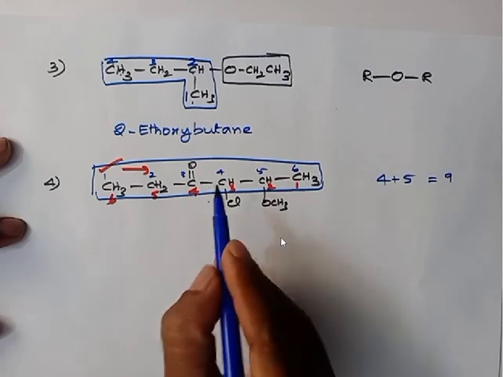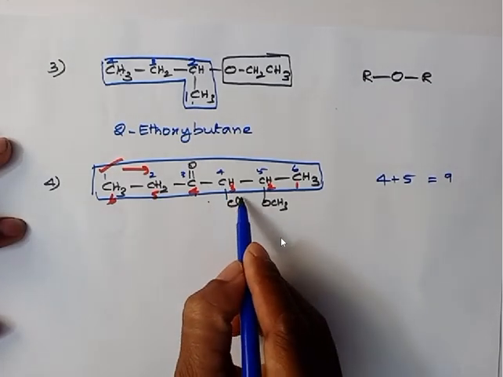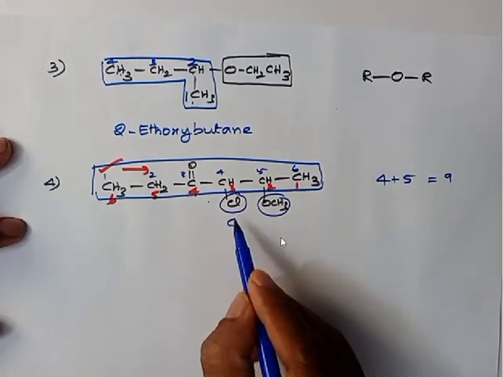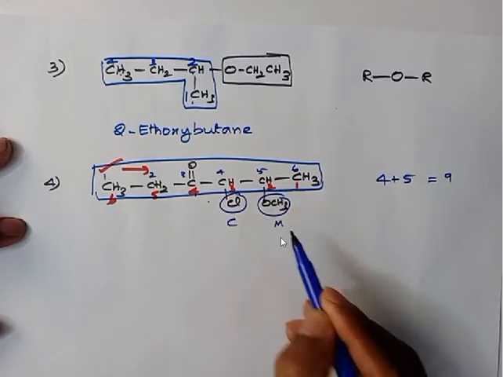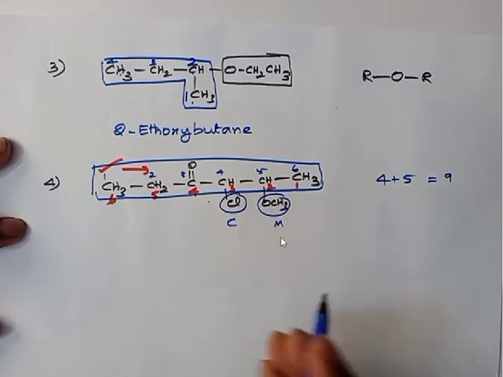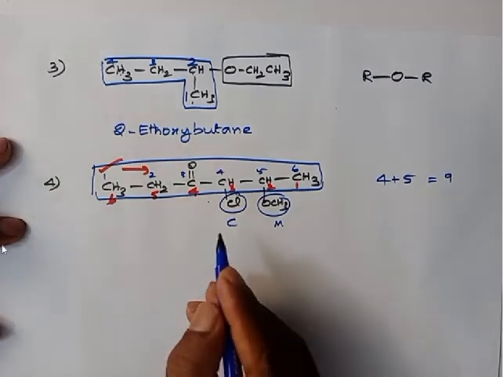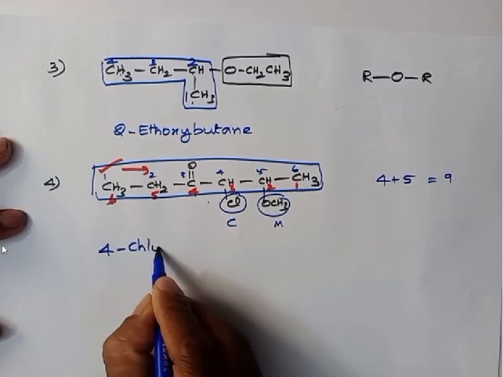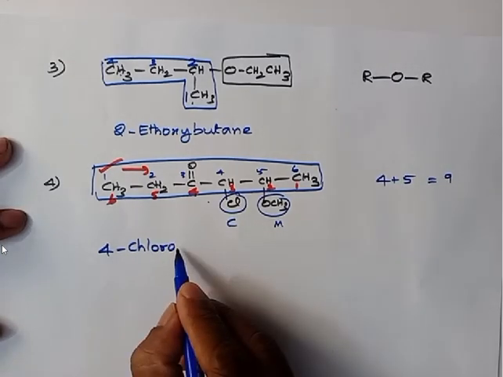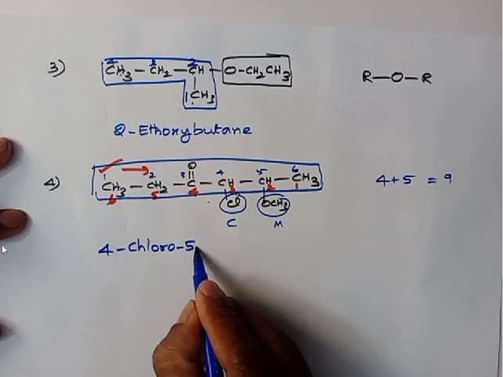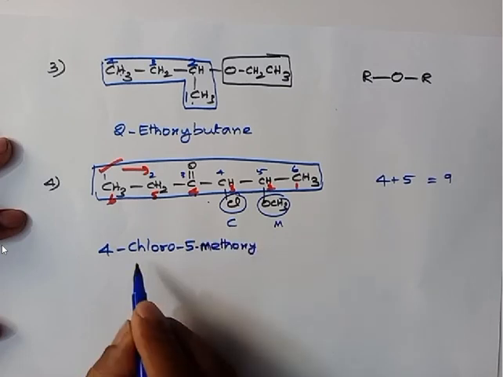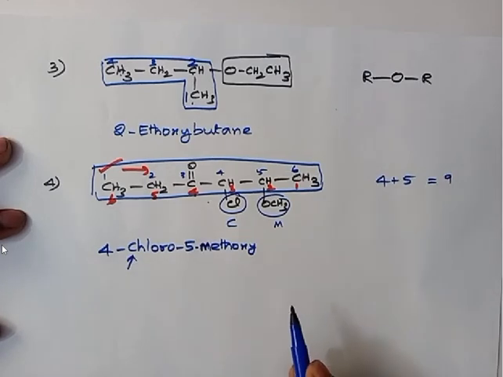The name of this compound is: in the 4th carbon we have halo, chloro. In the 5th carbon we have methoxy. The first letter of chloro is C. The first letter of methoxy is M. You have to arrange them in alphabetical order, so alphabetically C should come first. Therefore, the name of this compound is 4-chloro, then 5-methoxy, with a small letter. The first letter should be capital, and all remaining letters should be small.